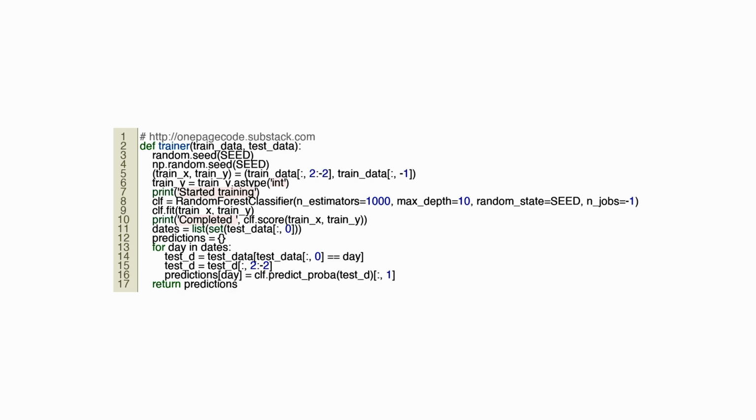Next, the code creates a list of unique dates present in the test data. It then iterates through each date and filters out the data for that specific date. This filtered data is then passed through the trained model to make predictions, and these predictions are stored in a dictionary with the date as the key and the predicted probabilities as the values. The final output of the code is a dictionary containing the predicted probabilities for each day in the test data. This dictionary is then returned as the output of the trainer function.